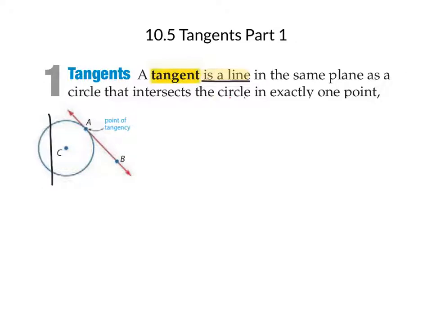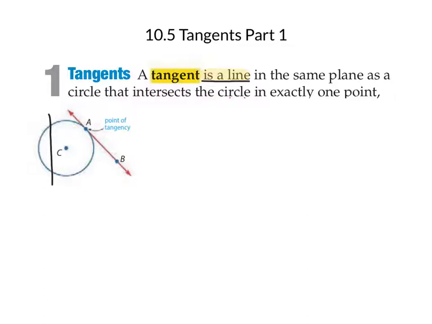Like the red line there, that's an example of what a tangent looks like. So that is a tangent. A tangent is a line that intersects a circle in exactly 1 point. It intersects the circle at the point of tangency. So point A is called the point of tangency.